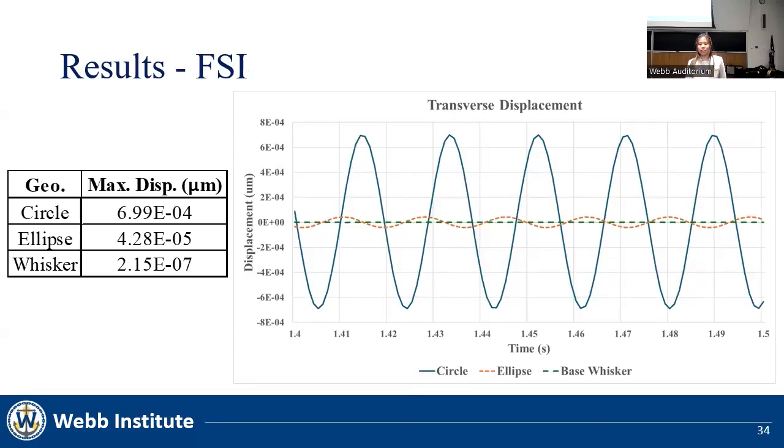The plot shows that the displacement of the circle has the largest amplitude, followed by the amplitude of the extruded ellipse, and the base whisker model has the smallest amplitude. The base whisker model is nearly a straight line at this scale, and its maximum displacement, as seen in the table, is 2 orders of magnitude smaller than that of the extruded ellipse.